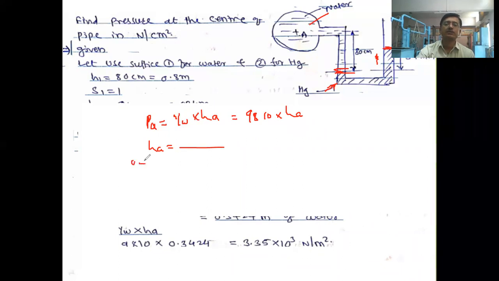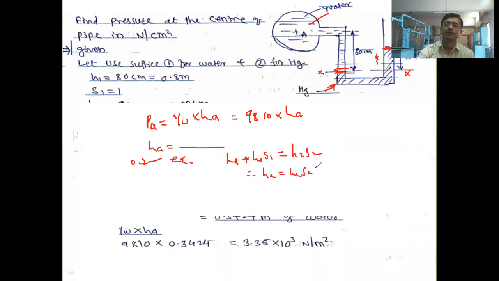Under equilibrium condition, the pressure head in the left limb above the datum is equal to the pressure head in the right limb. What is the pressure head in the left limb? HA plus H1 S1. It must be equal to H2 S2. Therefore, HA is equal to H2 S2 minus H1 S1. So this is H2, this is H1, this is S1, this is S2.